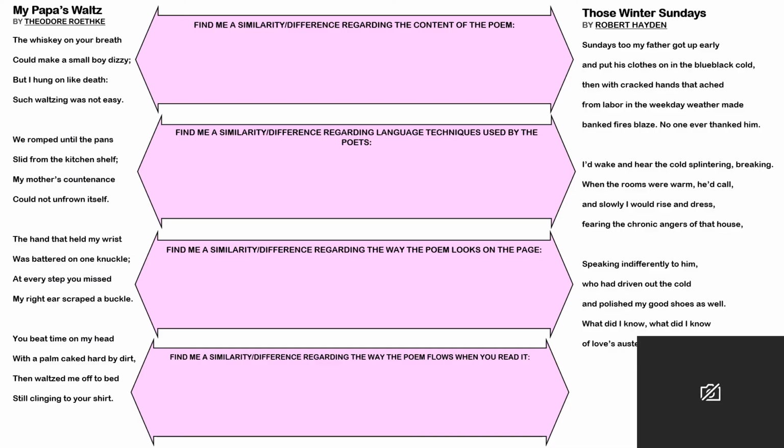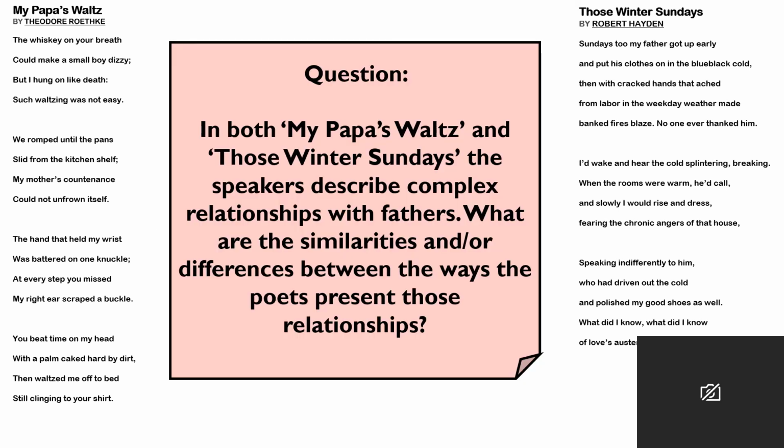So we'll carry on going through. Here's 2 poems then. If you want to have a go at comparing these, you can. There's My Papa's Waltz and Those Winter Sundays, and both are poems about fathers and relationships with fathers. If you want to attempt this, you then do the questions in the middle. This will be the question in both, and this is the 8-mark question. In both My Papa's Waltz and Those Winter Sundays, the speakers describe complex relationships with fathers. What are the similarities and or differences between the ways the poets present these relationships?